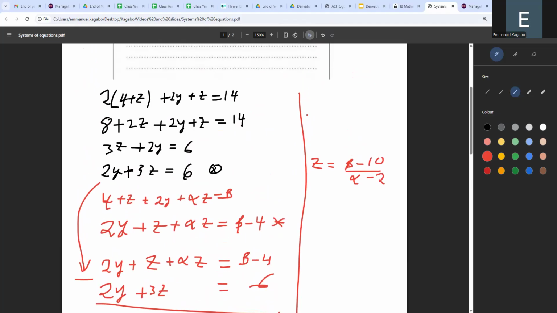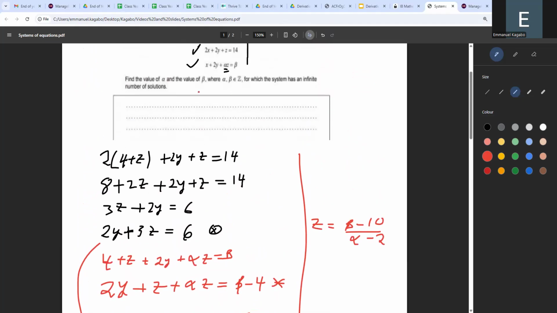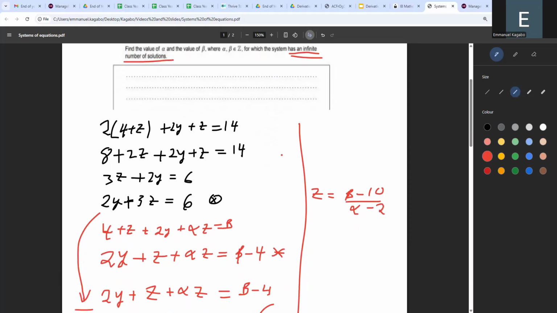Now, wait a minute. This is why I want you to pay attention. They said now, find the values of alpha and beta, where these are the set of integers for which the system of equations has infinite solutions. Okay, now, if it has infinite solutions, that means both numerator and denominator will be equal to 0.